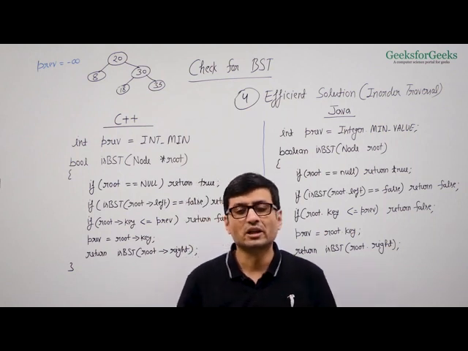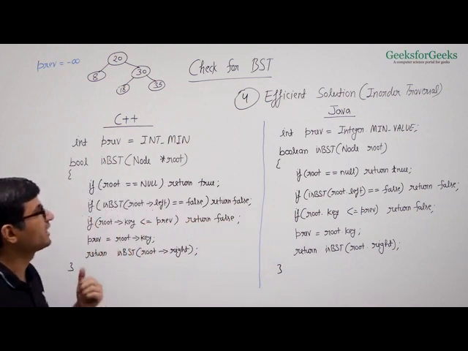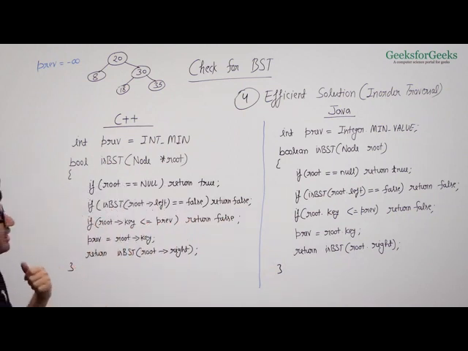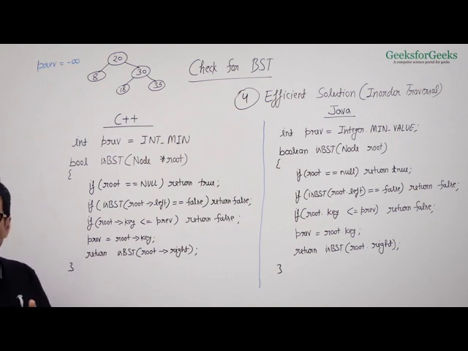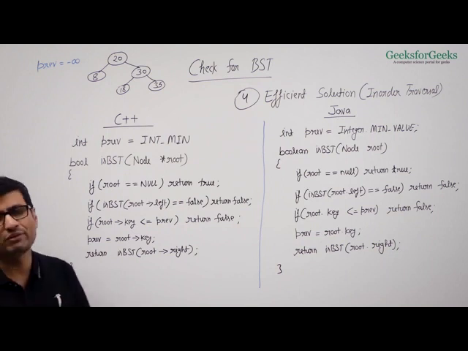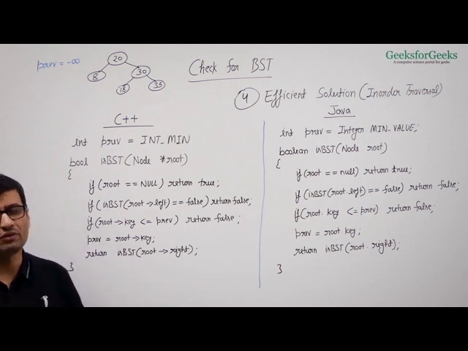That's the simple thing. So in these implementations, in both C++ and Java, we have a previous variable which is shared by all function calls. We have a base case which checks for root equal to null. If root is null, an empty tree is always considered a BST, we return true. Then we check for the left subtree. And if the left subtree is not BST, then we return false.